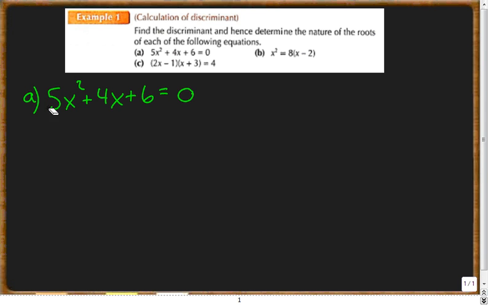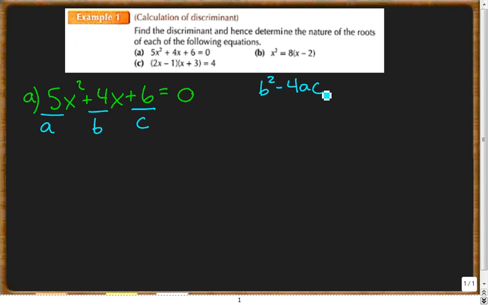So we need to identify what our parameters are. Whatever is attached to x squared, we call that A. Whatever is attached to x, we call B. And whatever is the constant is known as C. We use these with the following formula. Our discriminant is b squared minus 4ac.